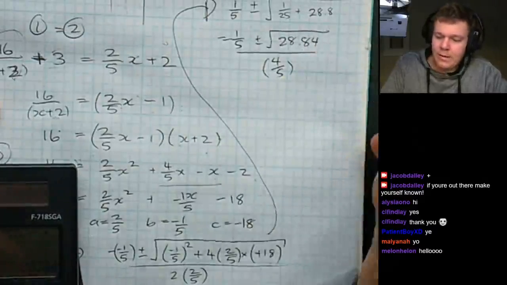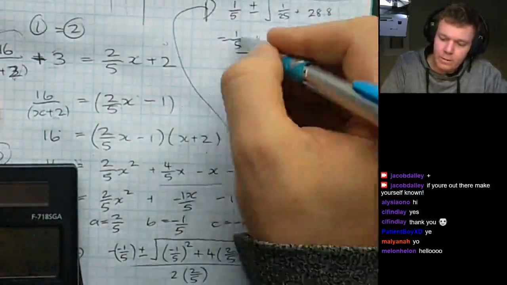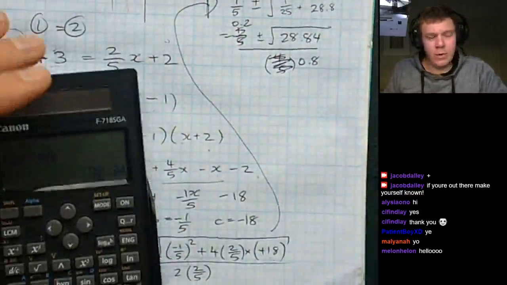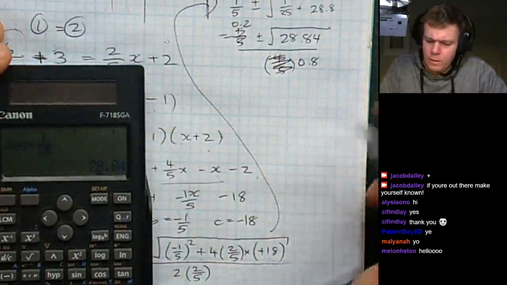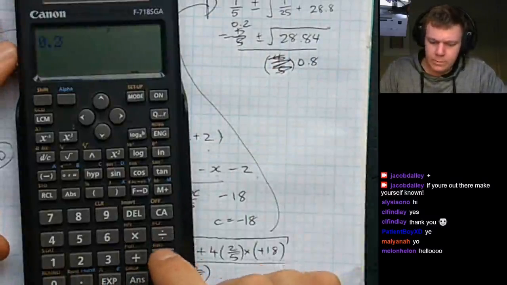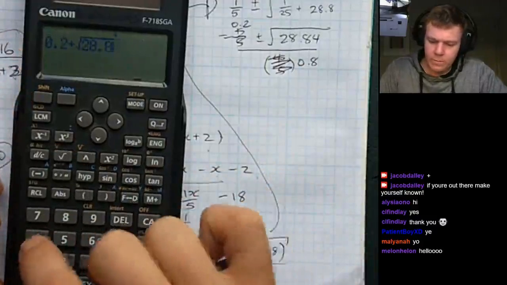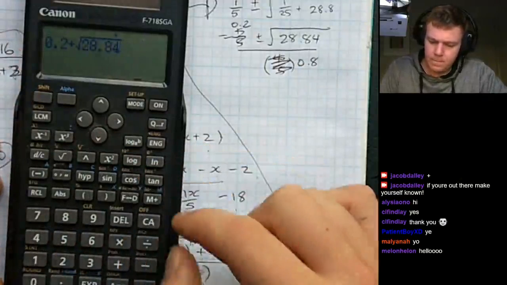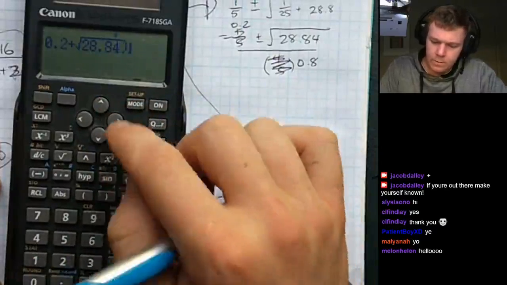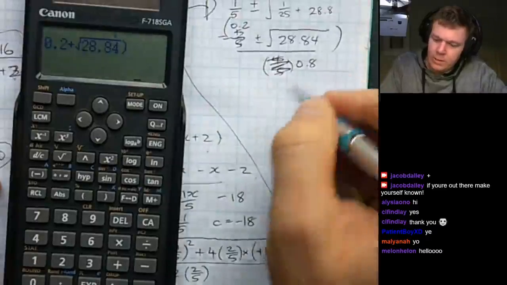Or let's replace these fifths with decimals. So 4/5 is going to be 0.8. 1/5 is going to be 0.2. So that's a bit easier to put into your calculator. Alright, 0.2 plus 28.84. Oh, we wanted to put brackets around all of this. So that whole top thing is divided by 0.8.